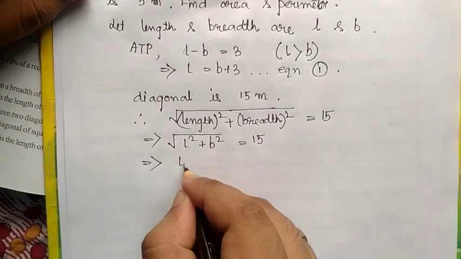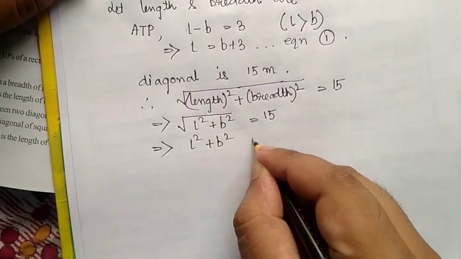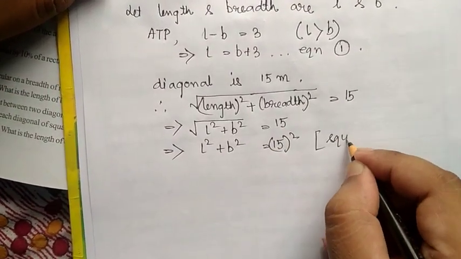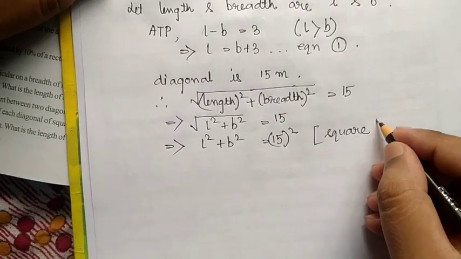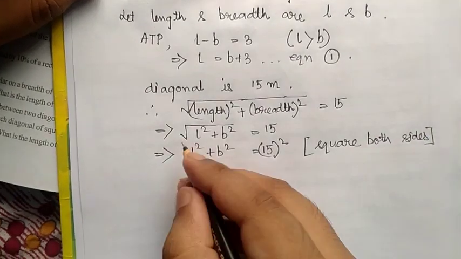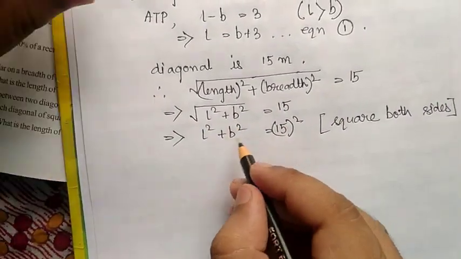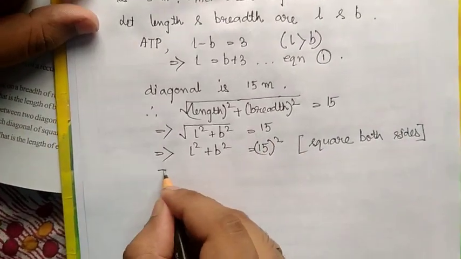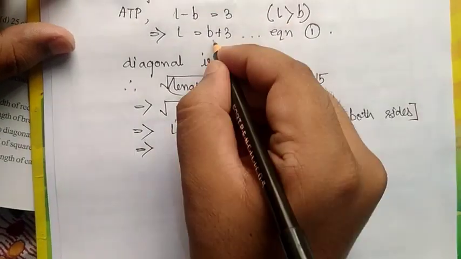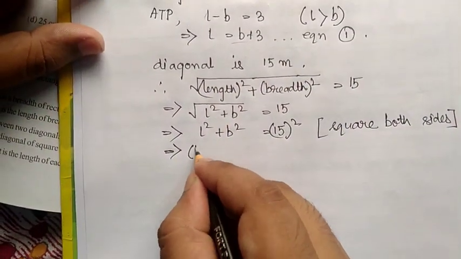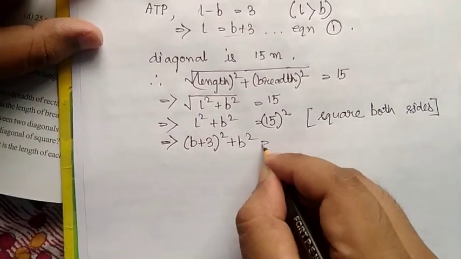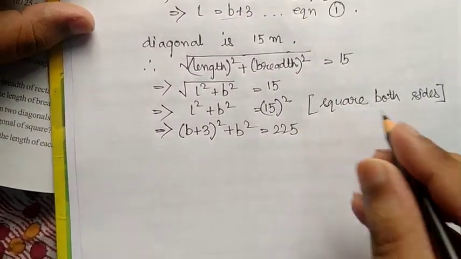So therefore we can say that L square plus B square equal to 15 square. We square both sides, sorry, it should be square both sides. If we square both sides, then this root is disappeared. So therefore L square plus B square equal to 15 square. So now we can say that L means B plus 3. So therefore in the place of L we can write B plus 3 whole square plus B square equal to 225. 15 square means 225.